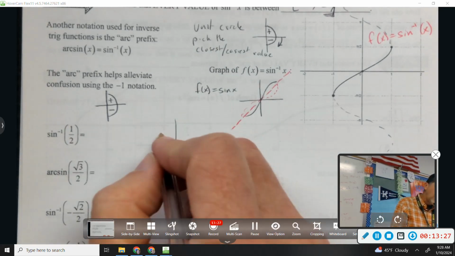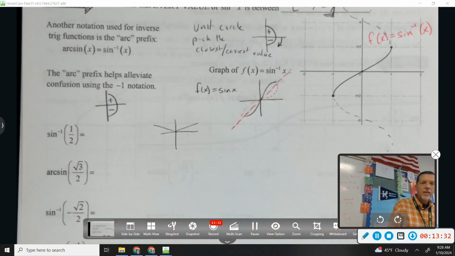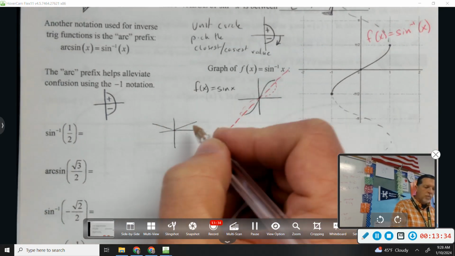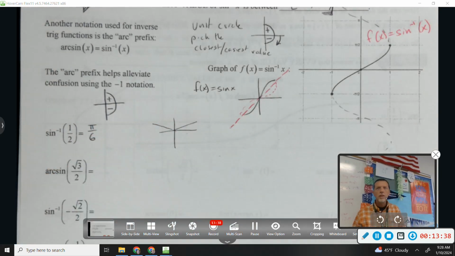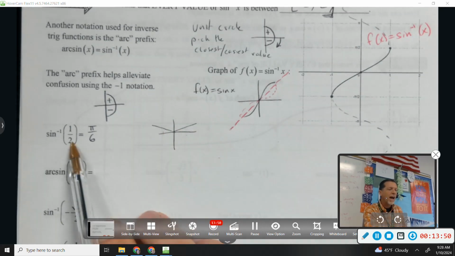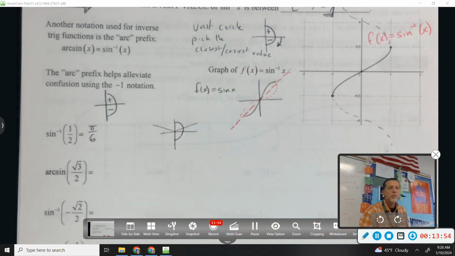Let's see, even if you need to draw a picture. So that would look like that or that. But I have to pick from quadrant 1 or 4, so it's pi over 6. What we're doing today is the unit circle in reverse. I'm giving you the answer, you're giving me the angle. But you're only giving me one angle, right? 5 pi over 6 has a sine of 1/2, but it's not between negative pi over 2 and pi over 2.